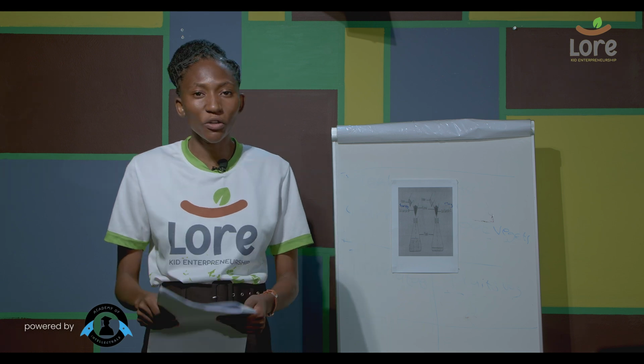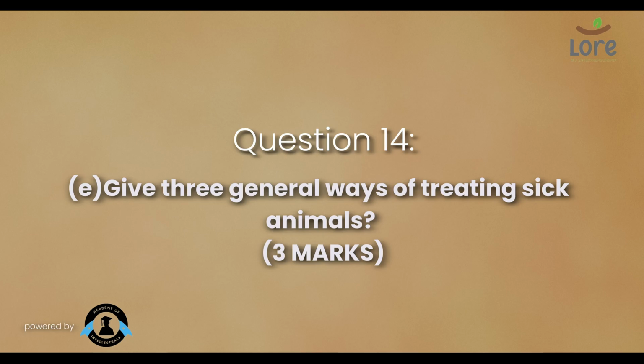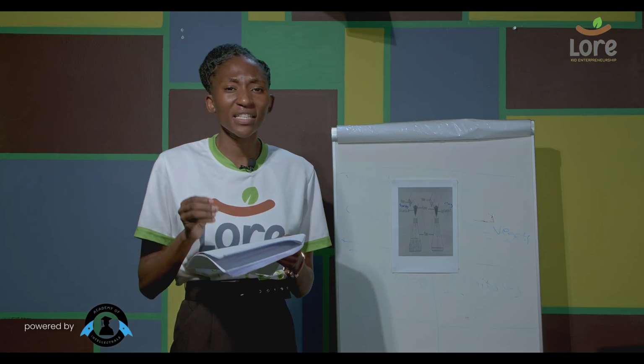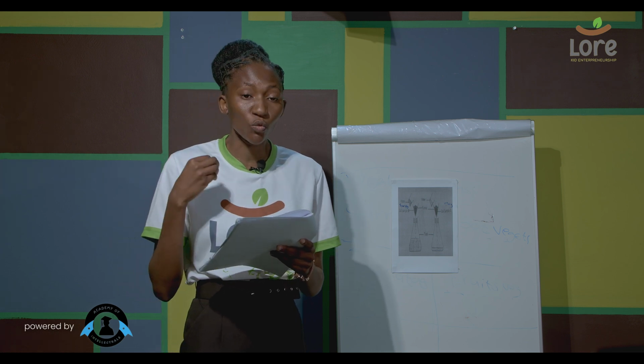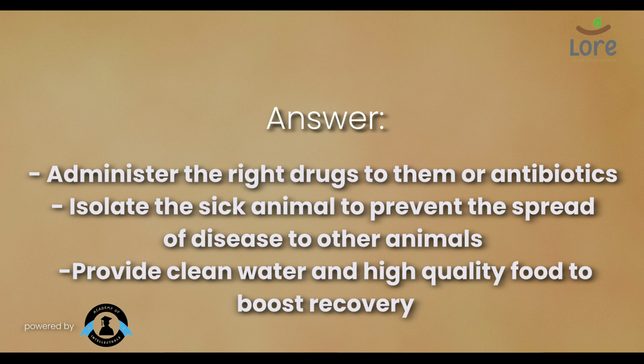Okay, let's move on to question E. Question E is saying, give 3 ways of treating sick animals. Sick animals are animals that are suffering from a disease or they are unwell. The answer, you can administer the right drug or give them the antibiotics. The other answer is that you can isolate the sick animals to prevent the spread of disease to other animals.